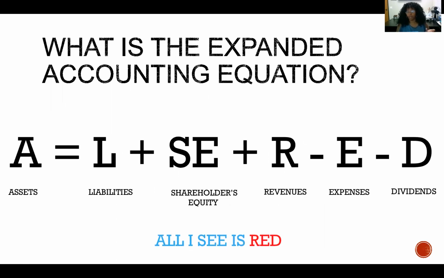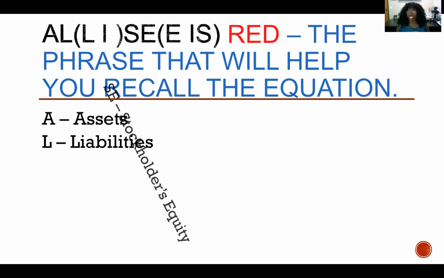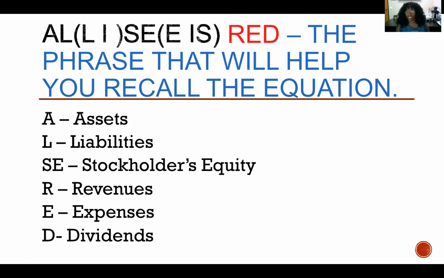So the A, all. The A is for assets. The L is going to be for your liabilities. The stockholders' equity is the SE. And then the red, R is for revenue. The E is for expenses. And then the D is for dividends. So again, this phrase, all I see is red, will help you recall the components of the expanded accounting equation.